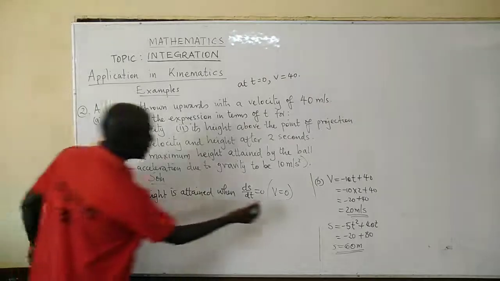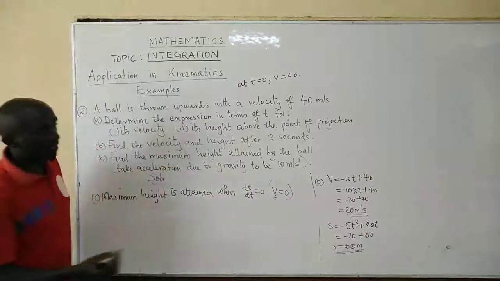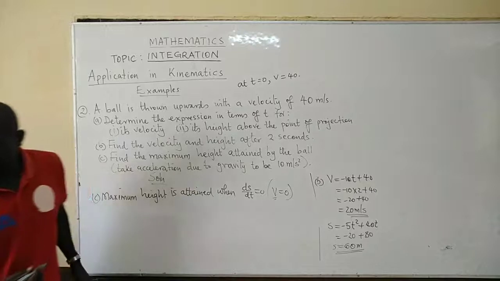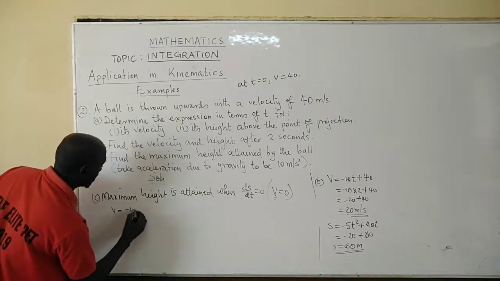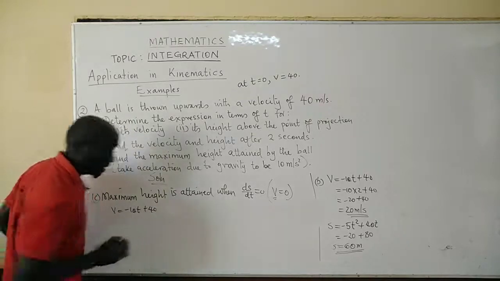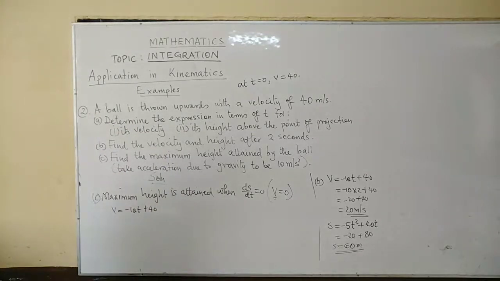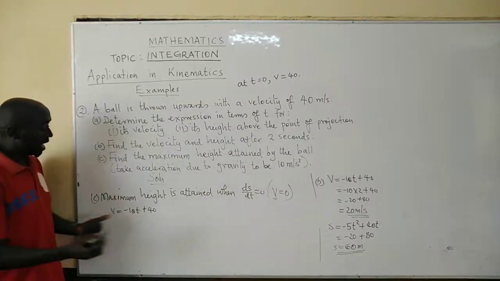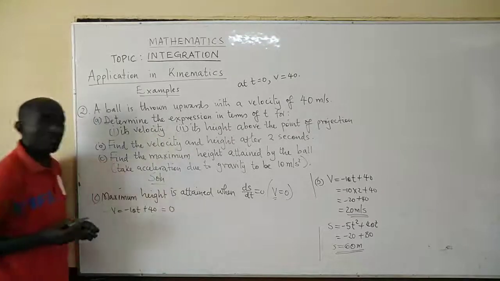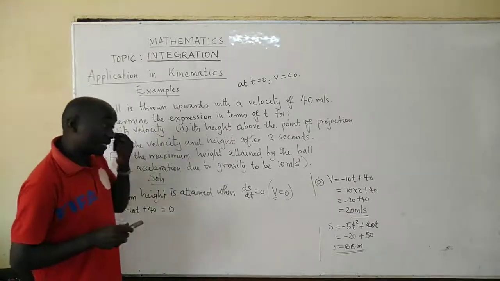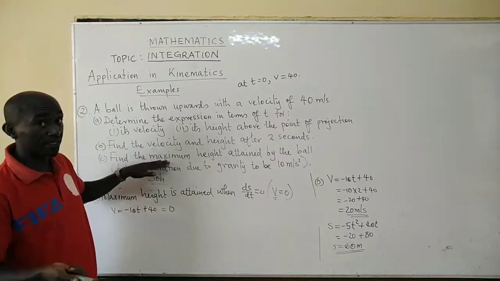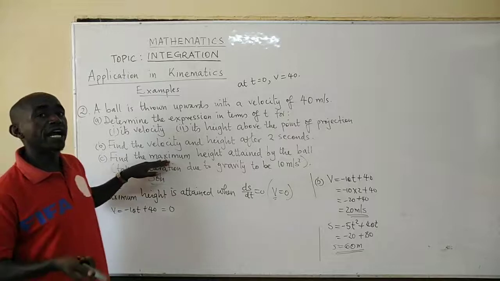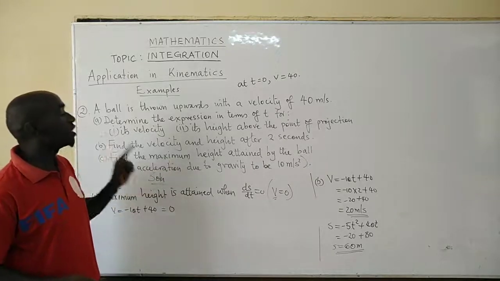We have the expression for v, which is v is equal to negative 10t plus 40. And this now is equated to 0 because we must find the time first. At what time does the body reach that maximum height? Before we find the height, we find the time.